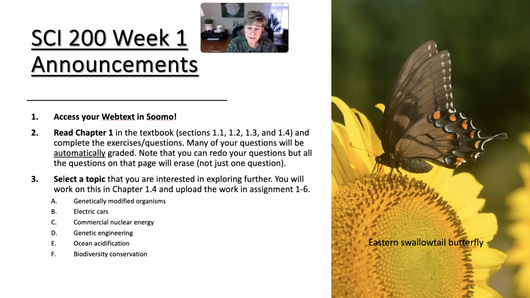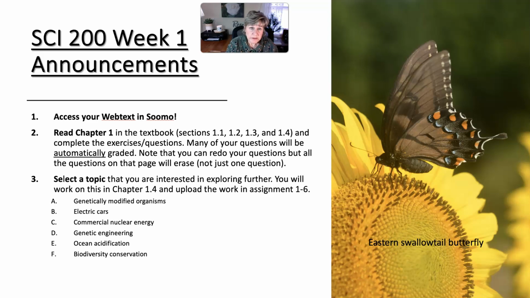Ocean acidification, it's one of the results of producing greenhouse gases. Excessive carbon dioxide in the atmosphere diffuses into ocean water and lowers the pH of that water. This causes detrimental effects to marine life, and we already see the results of this. So that's a good topic.